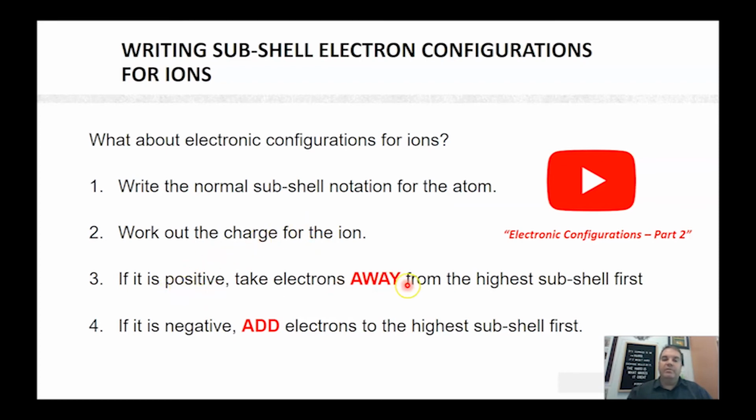So if it's positive, we take the electrons away from the highest subshell first. So for that calcium, we take them away from the 4s orbital. If it's negative, you add electrons into the highest subshell. What you're trying to do is get the outer shell full. There's another video here on this, which goes through some details and more examples, but I'll give you one example now.